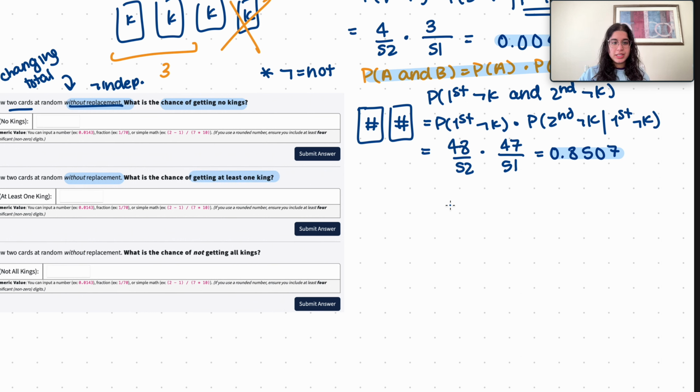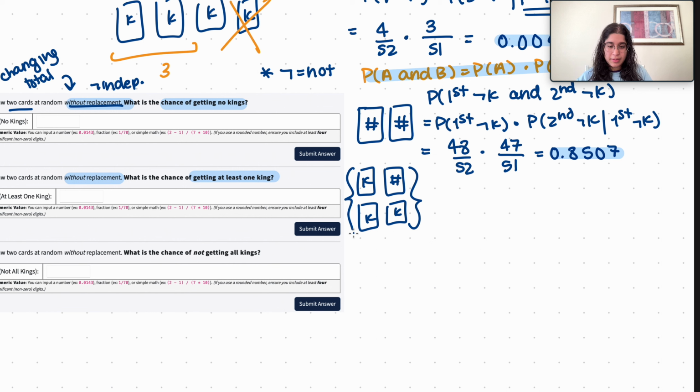When we say at least 1 king, that means if I draw 2 cards, out of the 2 cards that I draw, I can get 1 king and the other card can be any random card, or I can get 2 kings. These are both possible outcomes that satisfy the chance of getting at least 1 king. That's what at least means: at least 1 king out of the 2 cards that I pick.